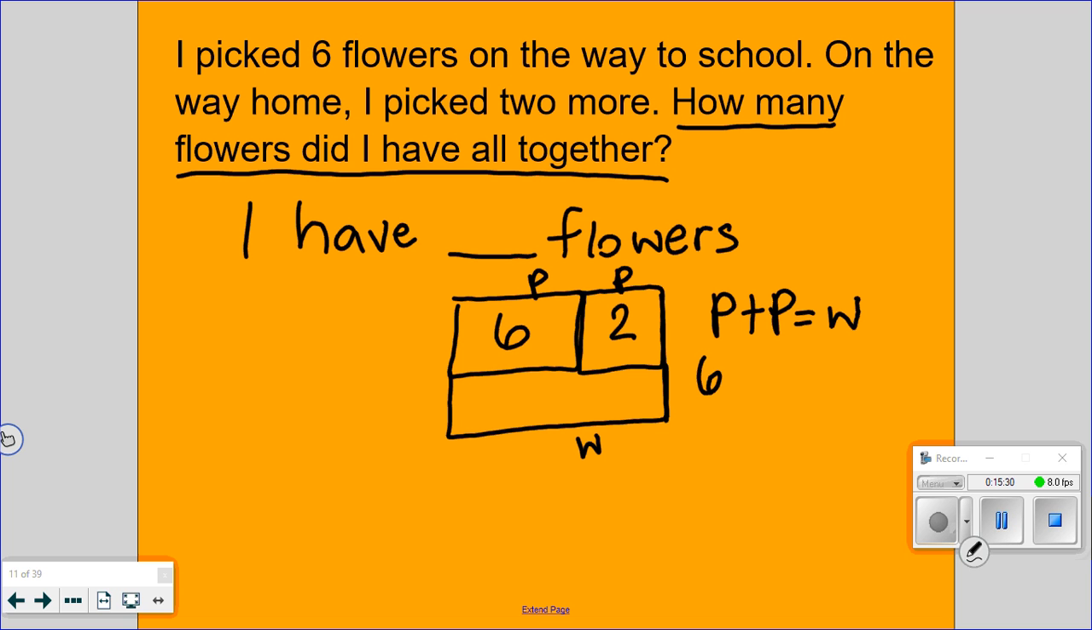Penelope, what's my part? 6. Paxton, what's my other part? 2. My whole is a box. Do I think that you can solve that problem super fast in your head? Yes. I put a box there as a spot saver. Julian, what is my whole? What's that number?